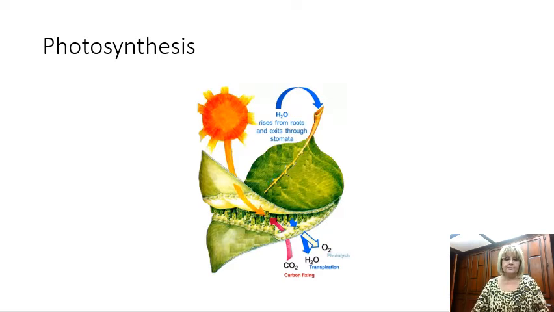Okay, this is just a reminder on photosynthesis and how this happens in the leaf. The water arises from the roots and exits through the stomata. So it would actually come in through the stem. You've got the sunlight coming in. You've got the CO2 that's coming in, usually at the bottom of the leaves. And then you have transpiration, which is the moisture also going out, as well as O2, which is oxygen.